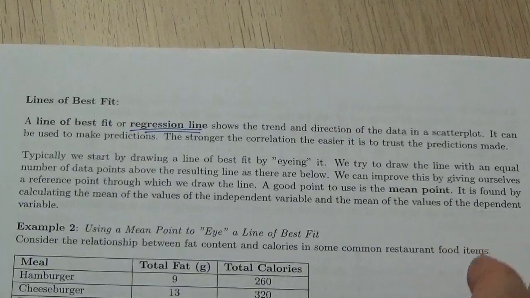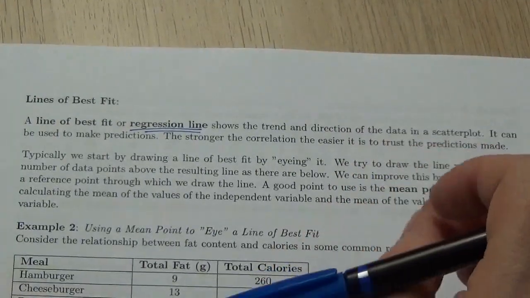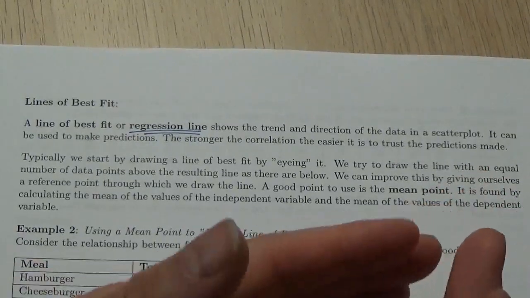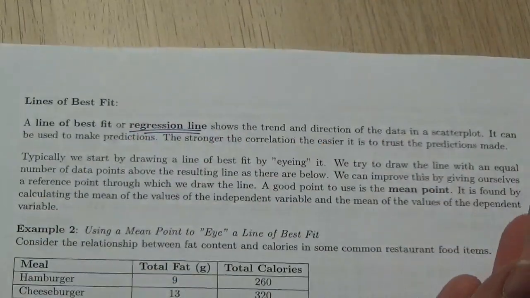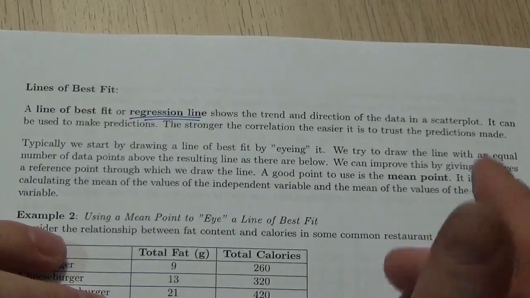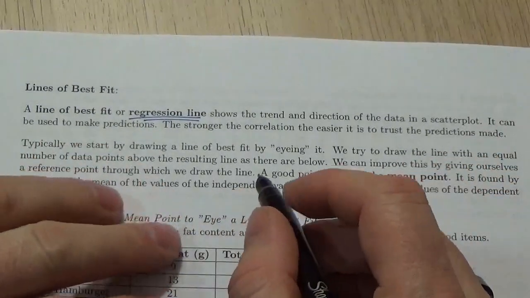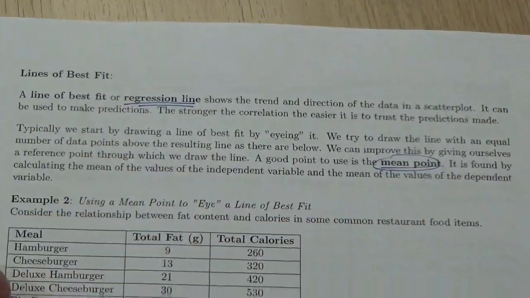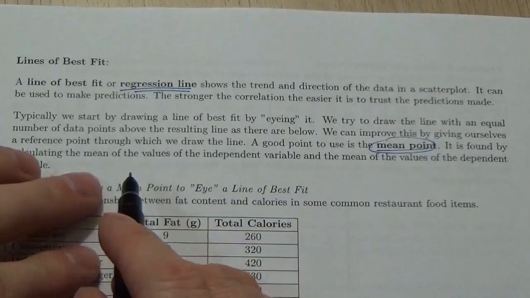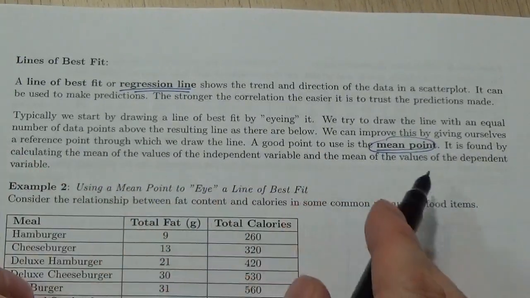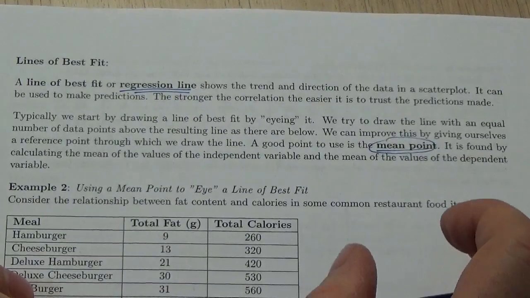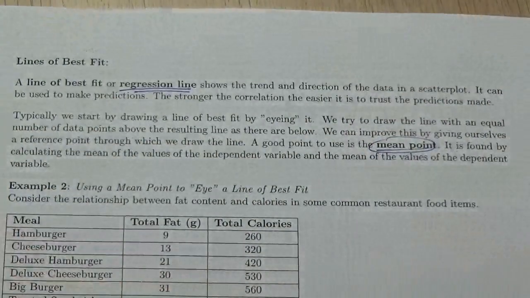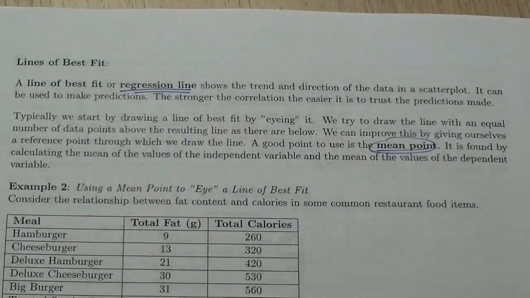Typically, when we start drawing a line of best fit, we're going to do it by eyeing it. You pull out your ruler, and you're going to try to draw it so it's the middle of the data, with roughly the same number of points above the line as below the line. One way to help yourself out there is to choose a point that you're going to draw the line through, and you might use the mean point. For the mean point, you find the mean value of the independent variable and the mean of the dependent variable, and use that to come up with a point that you'll then pivot your line of best fit around. So let's take a look at an example of what that might look like.